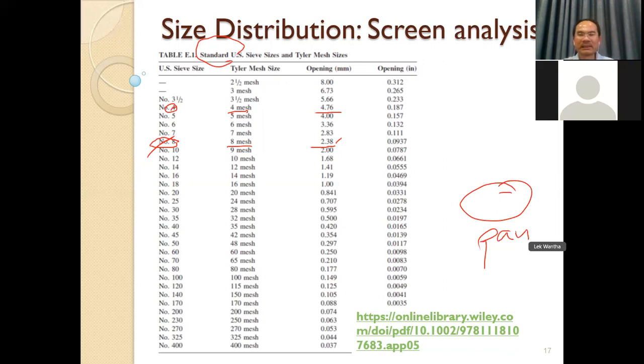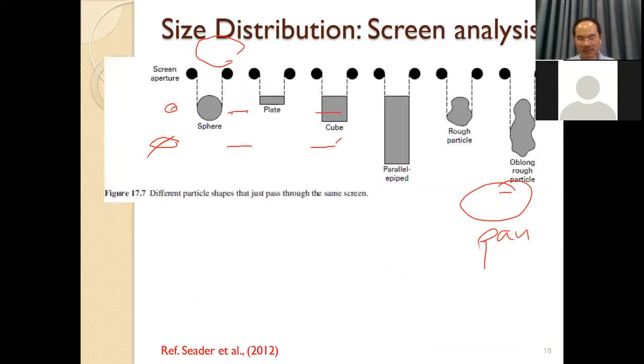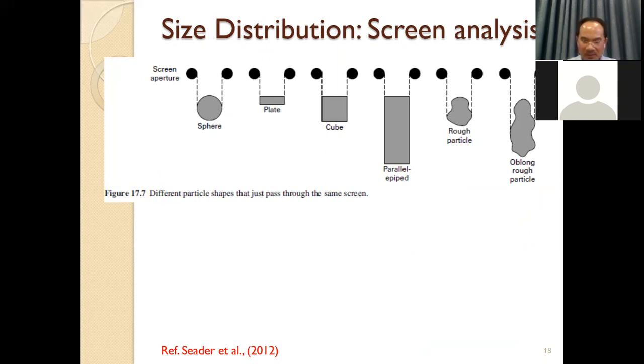Pan means the seed that has no hole, no opening. That's right. Okay, this is the technique of screening. We also talked before about screening analysis. We have many shapes of the particle, and it's very important. For this case, it's easy to separate by screen, but for this other case, we cannot screen.